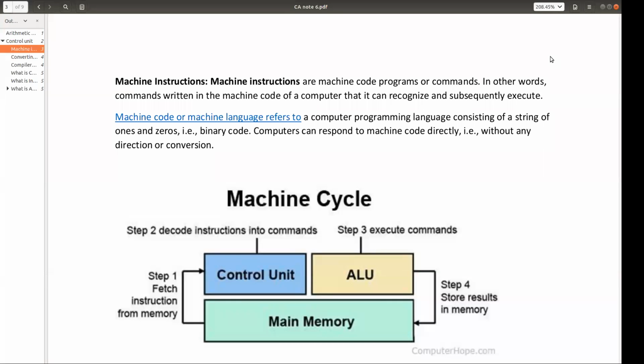But to process those languages, we need to give some instruction to the computer. Otherwise, how will the computer know what you want to do with this data? So computer will process those instructions in these 4 steps. Step 1, it will fetch the instruction from the memory. Step 2, it will try to understand the meaning of those instructions. Step 3, it will execute those commands, that means it will perform the job. And step 4, it will store the result. So this is known as machine cycle. And overall, this thing is known as machine instructions. Hope you have understood.